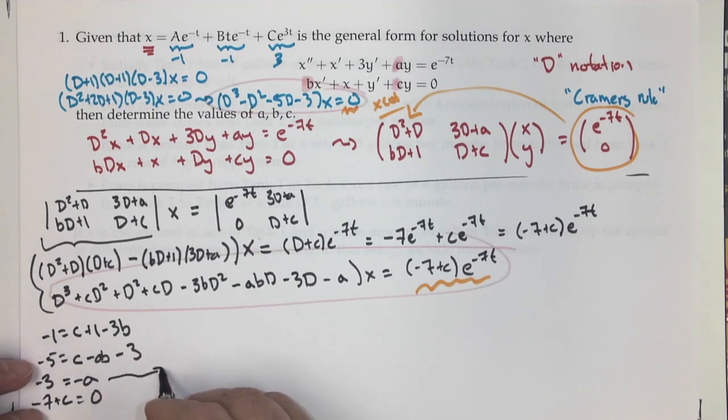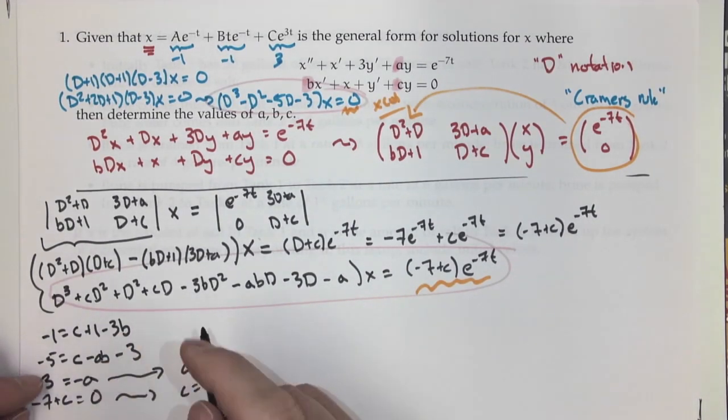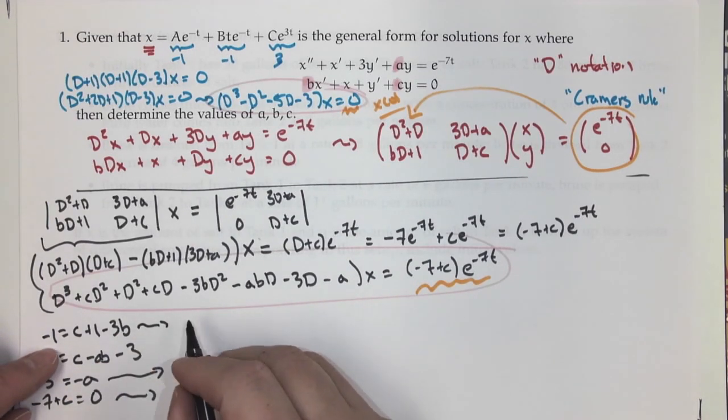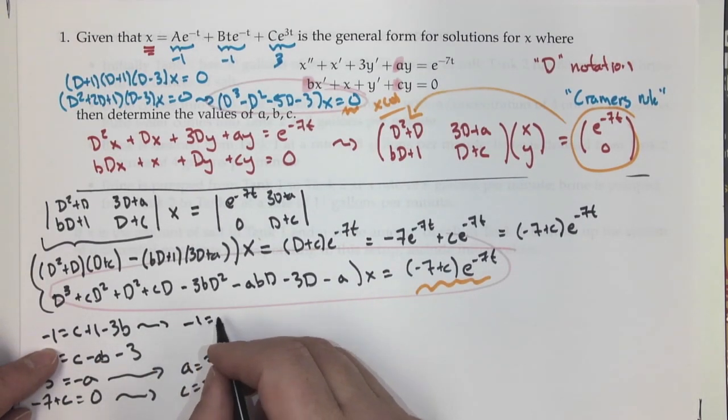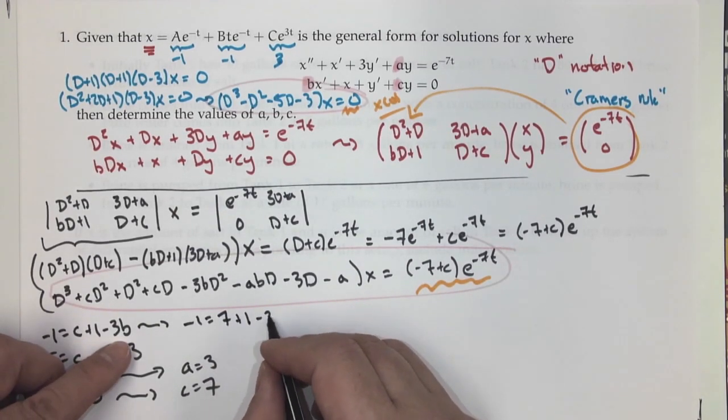Okay, someone said a, that's pretty easy. Someone said c, that's pretty easy. All right, two down. We only have one to go. And now we just pick either one of the two remaining. This one can work. If we put this in, we'll get negative 1 is equal to 7 plus 1 minus 3b.